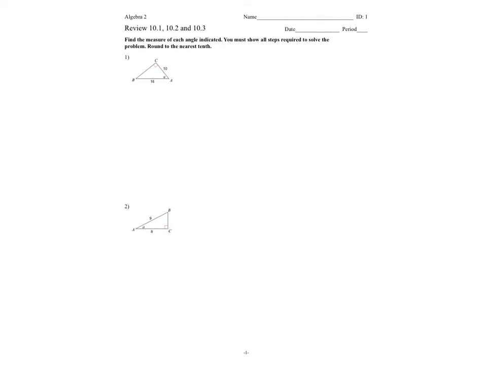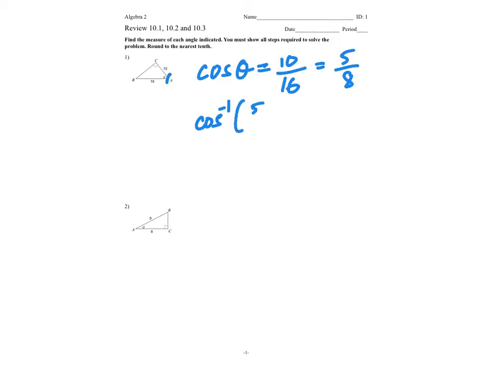Okay, for this problem, we're trying to find the angle theta here. So the sides that are given are the adjacent side and the hypotenuse. So we would write cosine of theta would be equal to the adjacent 10 over the hypotenuse 16. That's going to reduce to 5/8. And then since we're looking for the angle that has this cosine, we're going to use the cos inverse button. So the cos inverse of 5/8, and you pop that into the calculator.